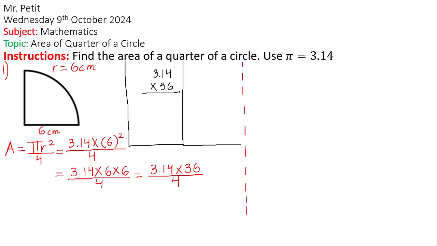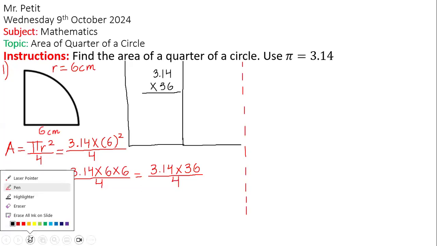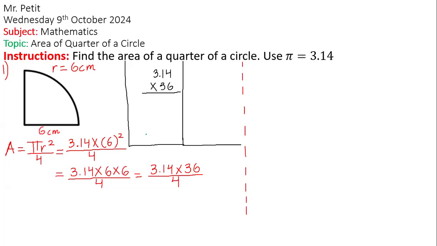I multiply and get 113.04. That's what I got. Me too. That's what I got also. Okay, all right, let's see if we're right with this.